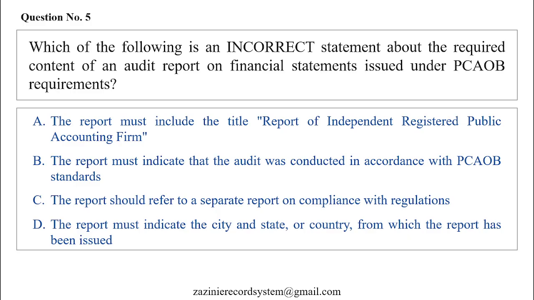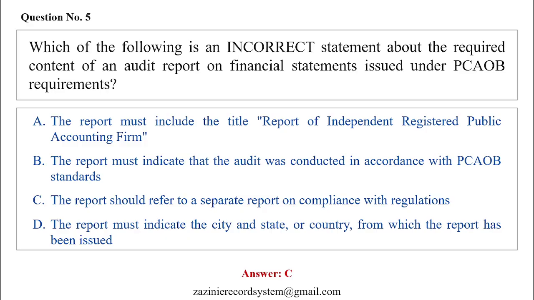Letter B. The report must indicate that the audit was conducted in accordance with PCAOB standards. Letter C. The report should refer to a separate report on compliance with regulations. Letter D. The report must indicate the city and state, or country, from which the report has been issued. Correct answer is letter C.